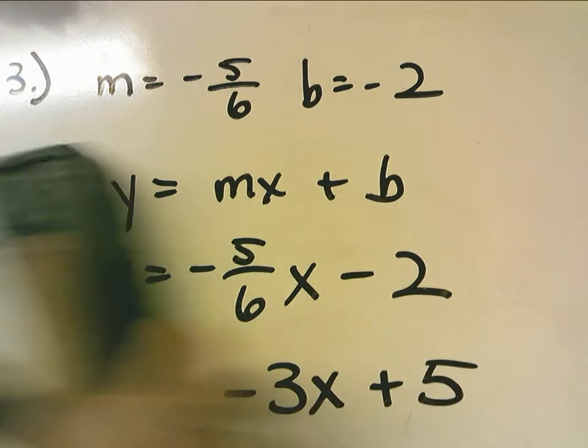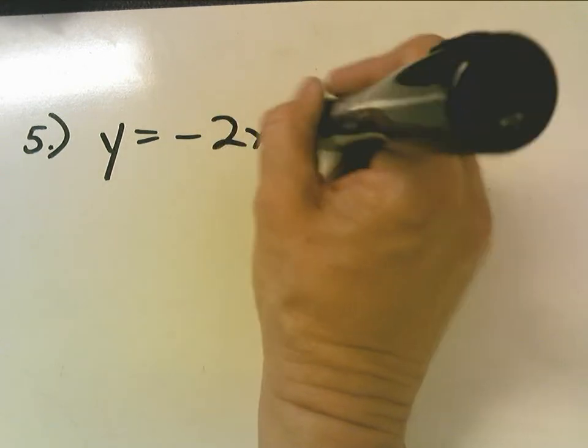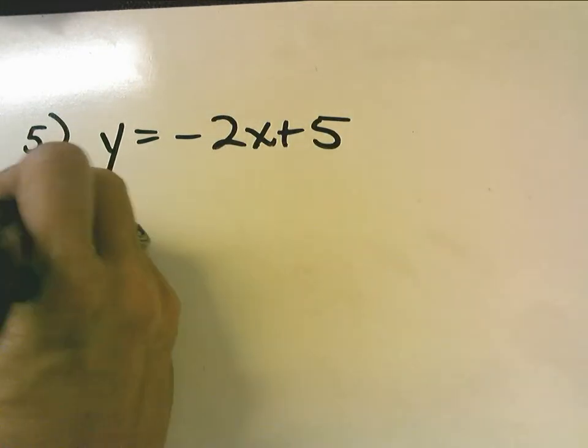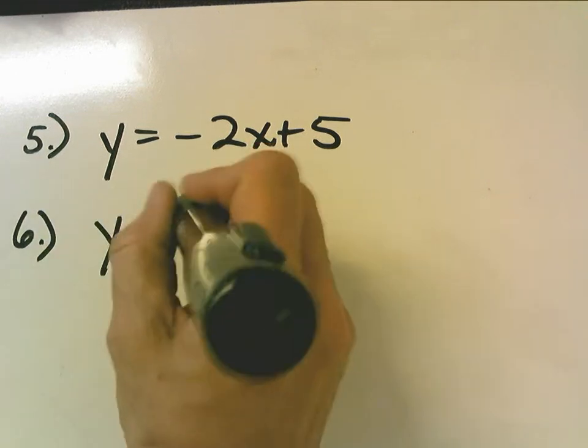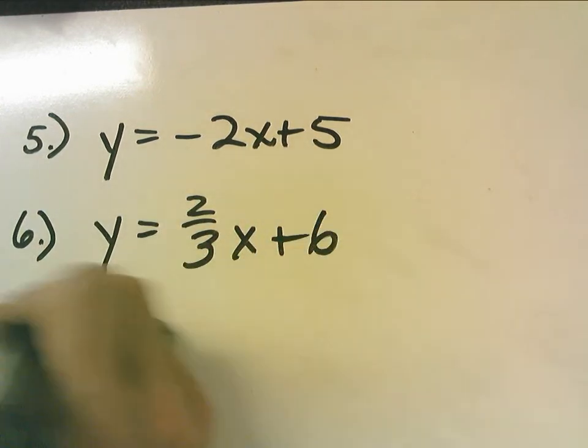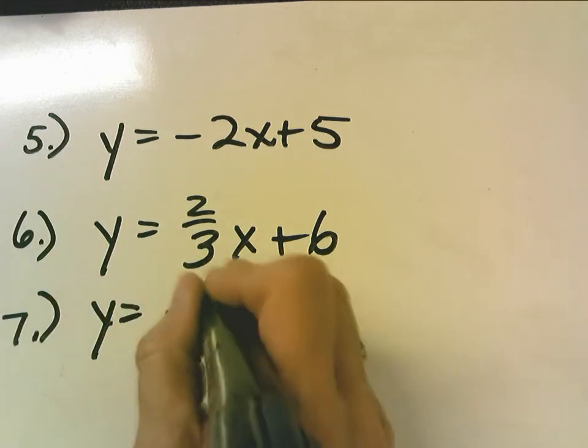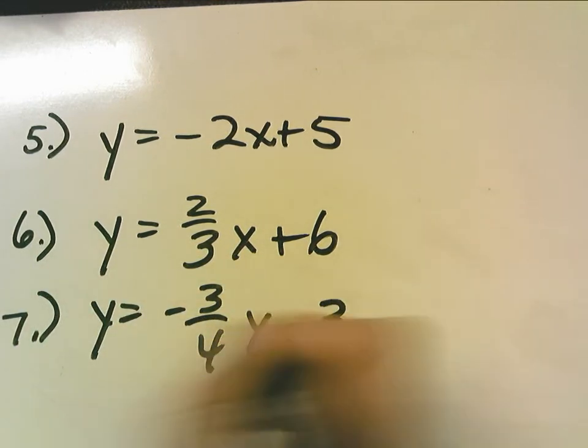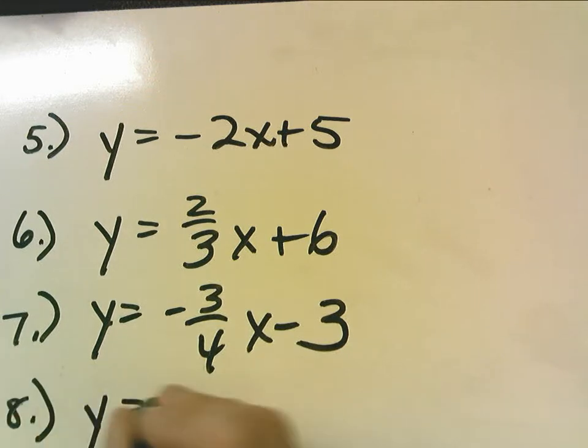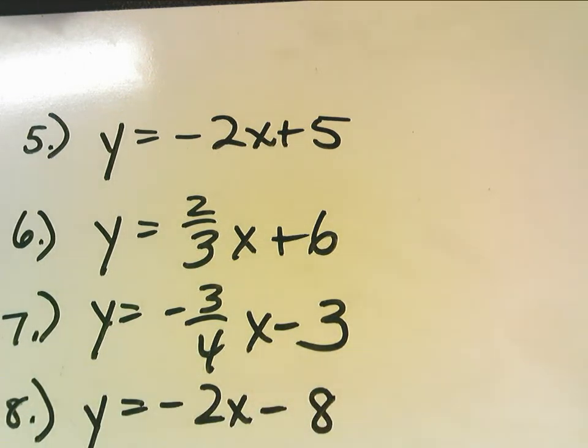Okay, now let's turn the page, and what we're going to do now is I'm going to give you an equation, and from the equation you are going to identify the slope and the intercept. So, number 5, I give you y equals -2x plus 5. Number 6, y equals 2/3 x plus 6. 7 is y equals -3/4 x minus 3. And number 8, y equals -2x minus 8.